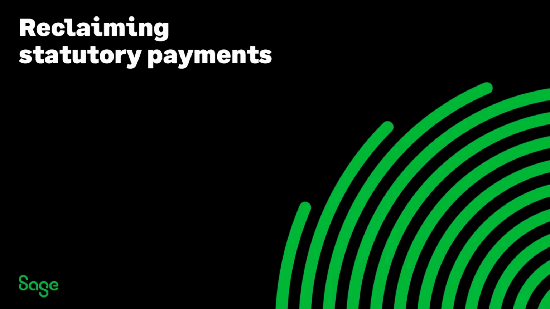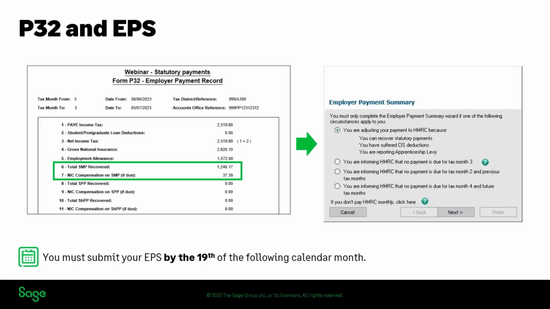So now that we've completed our pay run, we can start thinking about reclaiming that statutory payment. So you saw when we submitted the FPS, it submitted the full information, all of the tax and the national insurance and the liability based on those values. But in reality, because we're reclaiming a statutory payment, we are going to end up paying less than the amount submitted in our FPS. And for that reason, we do need to submit an EPS no later than the 19th of the following calendar month.